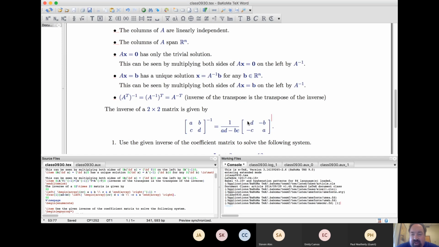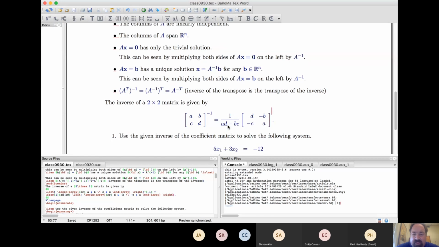And then over here, look at the pattern of the entries. The diagonal entries, a and d, are swapped. And then the off-diagonal entries, b and c, those are negated. So swap, negate, and then divide by the determinant. And then you have the inverse.